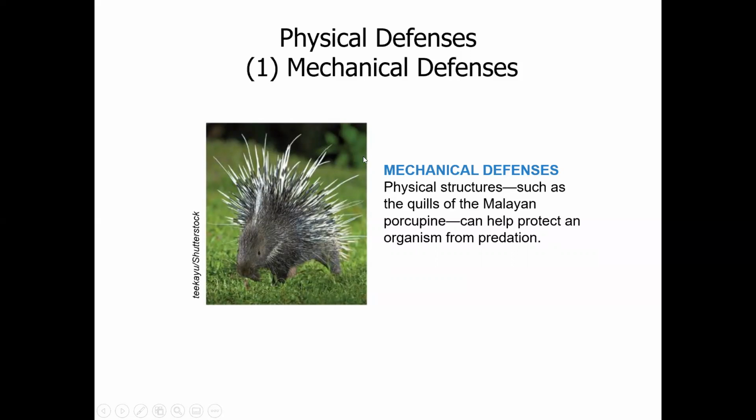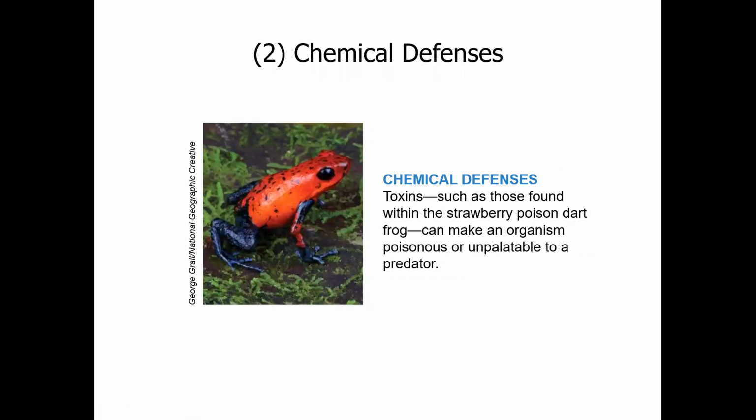Also, hedgehogs are another great example of having a physical structure that would hurt a predator where they try to eat it. Next, we have chemical defenses, and these are toxins or some sort of unpalatable odor or liquid that the animal can give off that ultimately will make the organism sick or die from eating it. An example, we have the strawberry poison dart frog, which can give off a toxin if eaten by a predator.